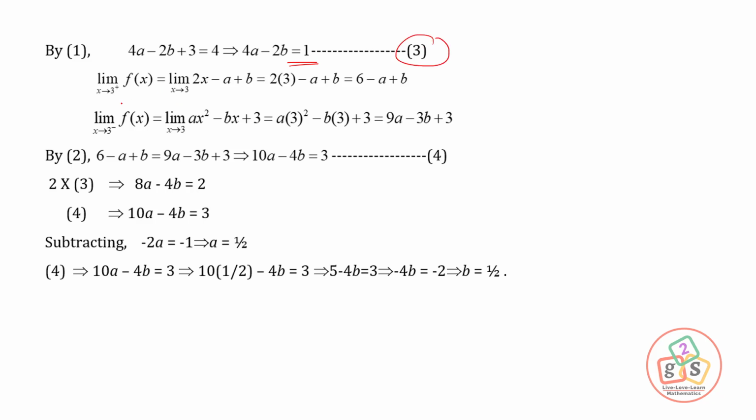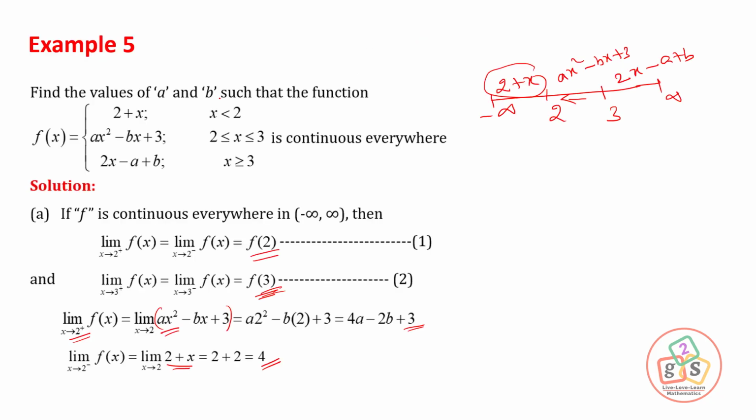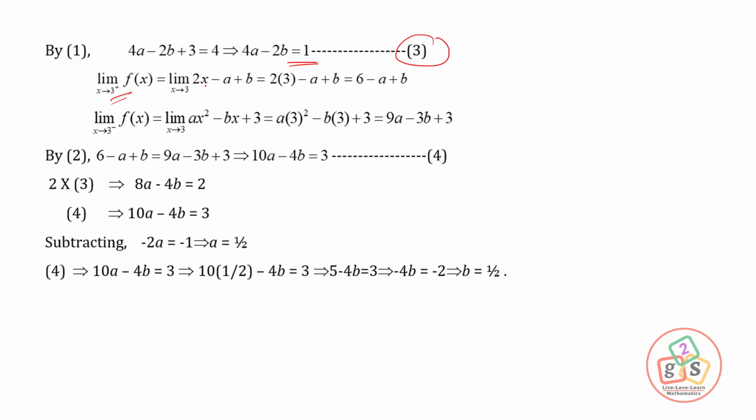Similarly, the function is continuous at x equals 3 also. So take the right hand limit, limit as x tends to 3 plus, that is above 3. Once again we go back: above 3, what is the function? It is 2x minus a plus b. Now we put x equals 3, so we get 2 into 3 minus a plus b, that is 6 minus a plus b.